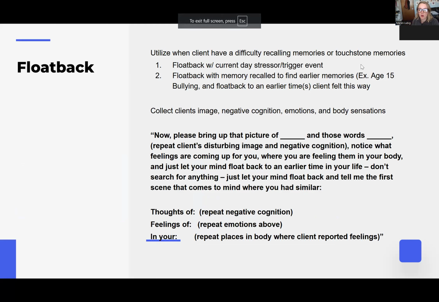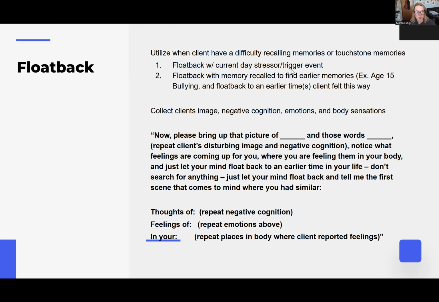Okay, so on this slide, remember that we're using floatbacks for clients having difficulty recalling memories or touchstone memories. The first one is float back with a current day stressor or trigger. That's what Jamie and I are going to demonstrate today. She's going to bring up a current day activating event, and when I say current day, I mean within the last week or two.